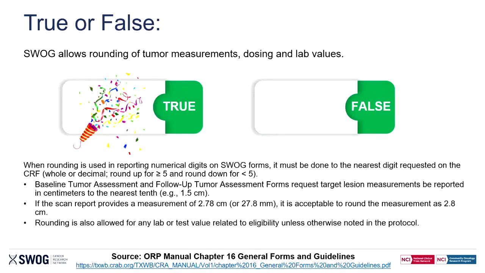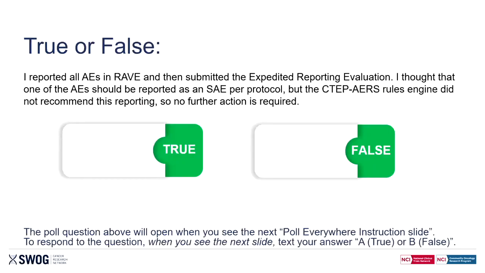Rounding is also allowed for any lab or test value related to eligibility unless otherwise noted in the protocol. I will say that if you are rounding, you're probably going to want to put the actual amount in the comment section of that form so that you're matching up with your source documentation. All right, hopefully we're feeling good about that. That was our first big miss, but a really informative one.